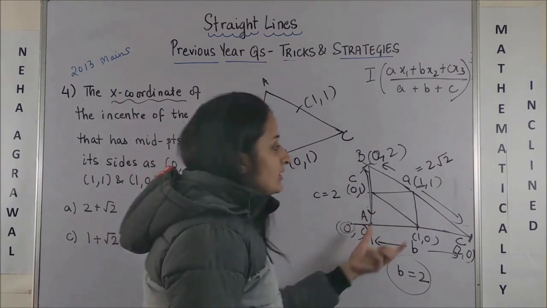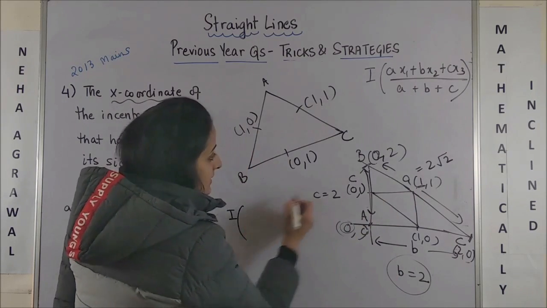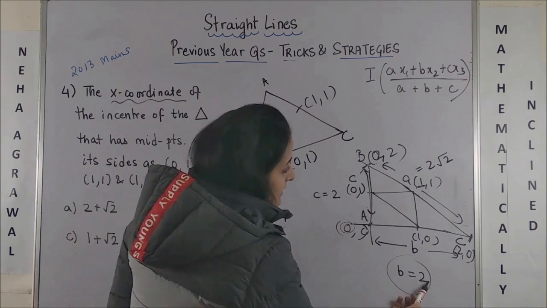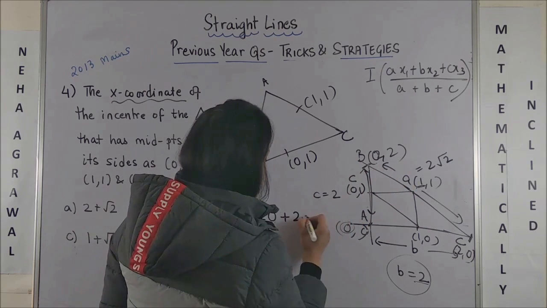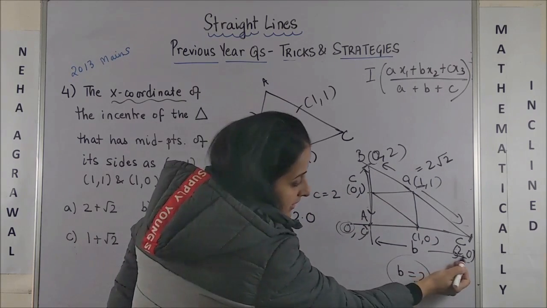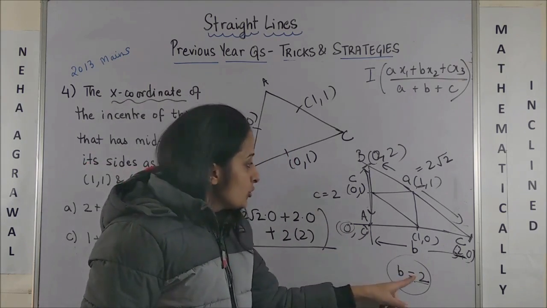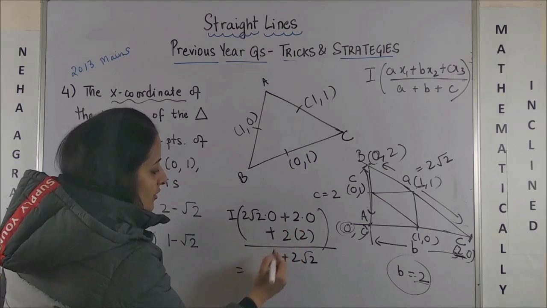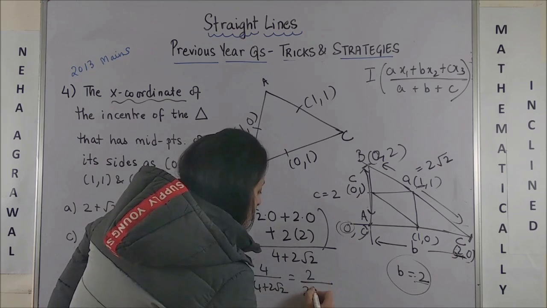Now once you have all the sides and all the vertices, for the incenter, if I take the side A, that's 2 root 2 into the opposite vertex is 0, plus if I take the side B, which is 2, the opposite vertex is again a 0, plus if I take the side C, which is 2, the opposite vertex is 2, upon A plus B plus C. So 2 plus 2 plus 2 root 2, that makes it 4 plus 2 root 2. So on solving, this is 4 upon 4 plus 2 root 2. That means we get 2 upon 2 plus root 2.